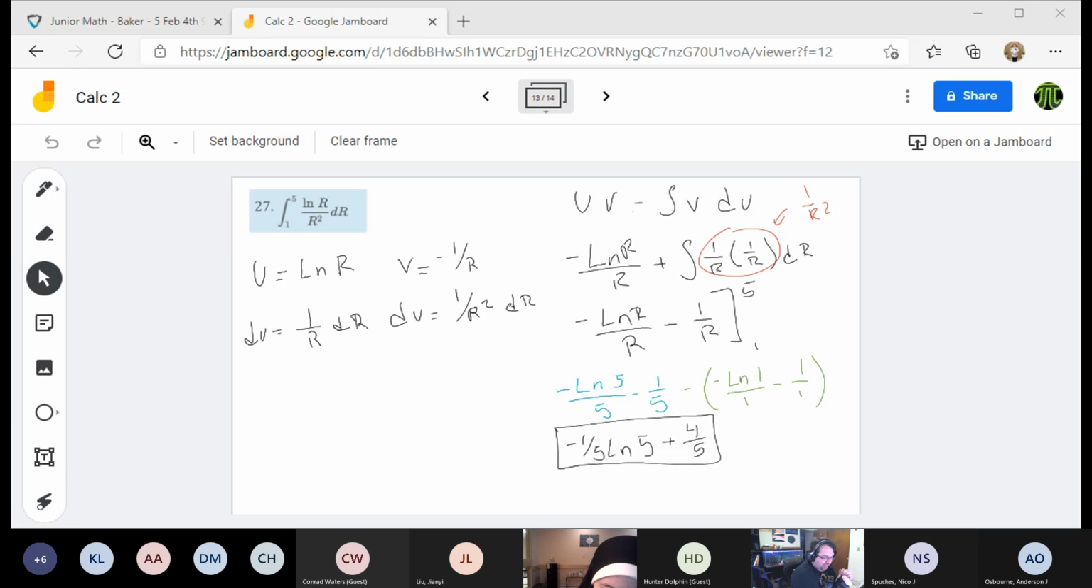So then the final answer ends up being negative 1/5 ln of 5 minus, or plus 4/5, because I have the negative 1/5 plus 1, which gives me the plus 4/5. All right, one more problem.